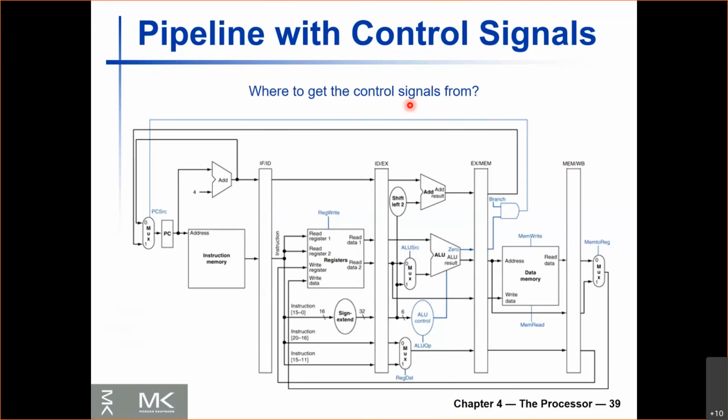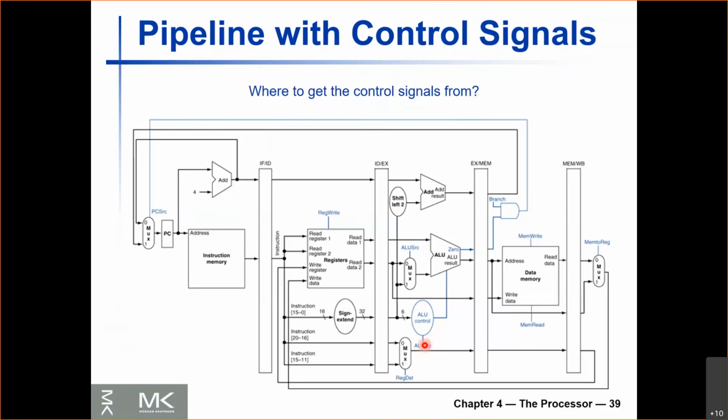Okay, so obviously we use the opcode to derive the control signals, and we use the func field for the ALU controller. So here the ALU controller takes the func field and it takes the ALU op control signal. So we use the opcode to get the control signals, but who gets us the control signals from the opcode? So the control unit is going to be responsible for extracting the control signals from the opcode.